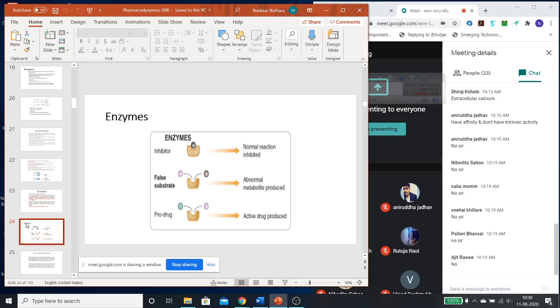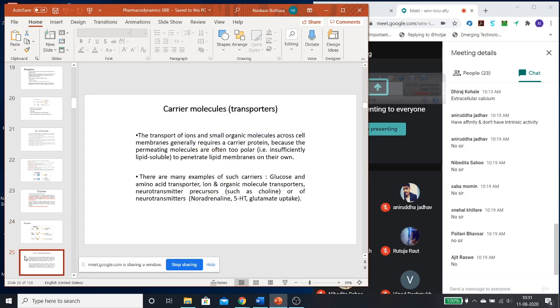Then there are false substrate. So abnormal metabolite is produced, and this metabolite is either having a negative role, or it is having no role. But that has reduced the actual products. And the next is prodrug, where the drug is actually activated. So if you inhibit such kind of enzyme, the drug will not be produced.